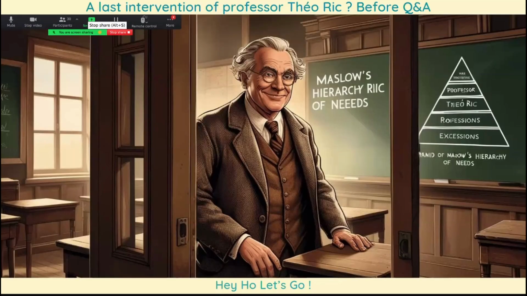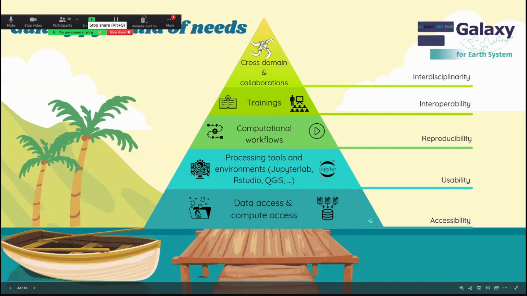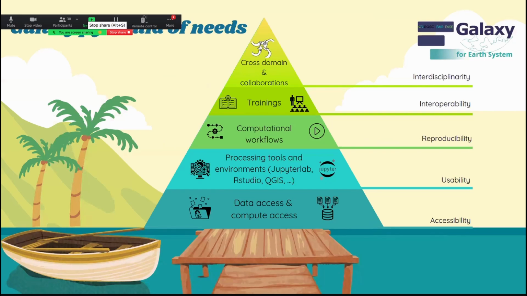Just a last, before concluding, a last intervention of Professor Theoric. To have a better understanding, we try to compare the Galaxy solution beside the pyramid of needs. So we have the Galaxy pyramid of needs. So Helen, when she started to have an issue with her script, she wanted some compute access and some data access, and then she wanted to be able to process her data with some tools.